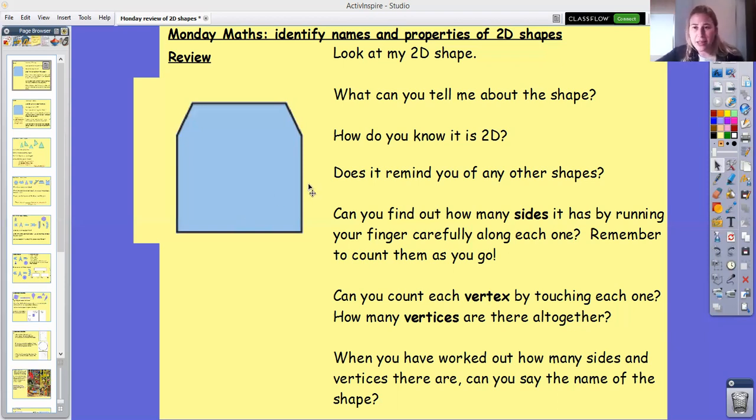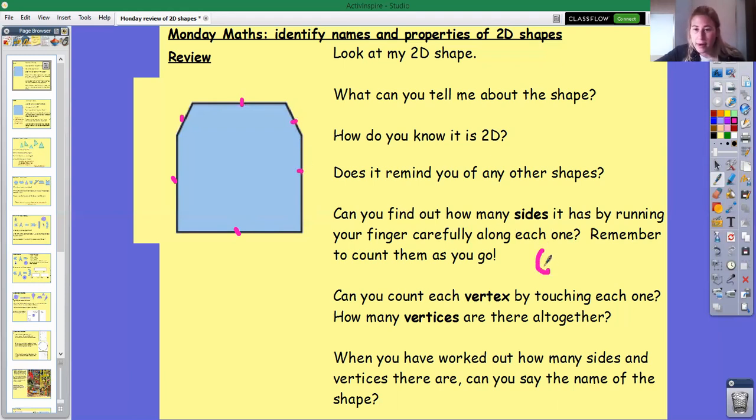Okay, does it remind you of any other shapes? Well, looking at this, if I carried on this line and carried on the line at the top, it could look a little bit like a rectangle or a square, but because we've got these pieces cut off, it must be a different shape name. So can we find out how many sides it has by running our finger carefully along each one and counting them? You might have counted them a bit like this. So the sides: we've got 1 there, 2, 3, 4, 5, 6. So we know that there are 6 sides.